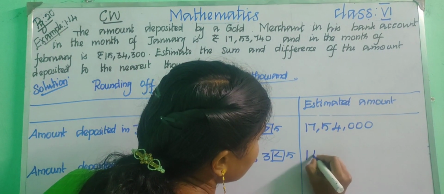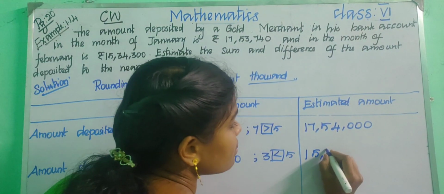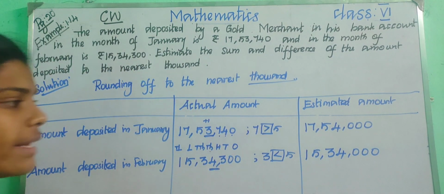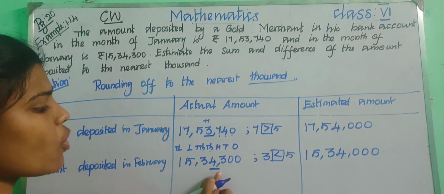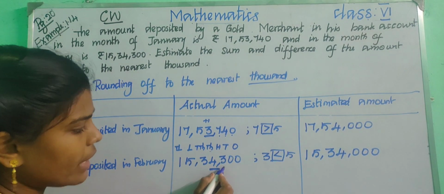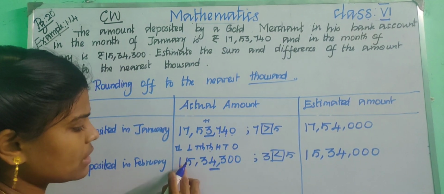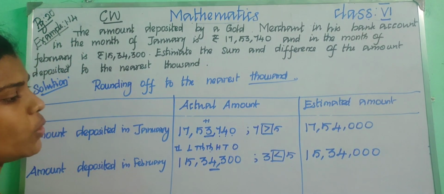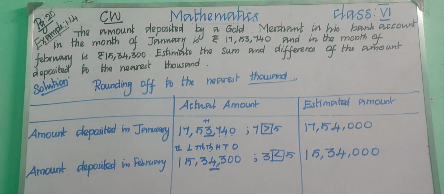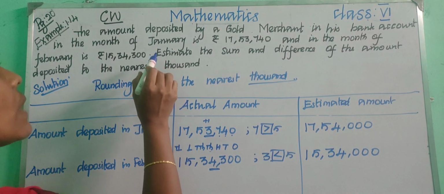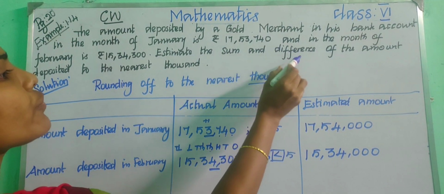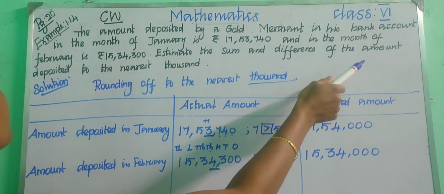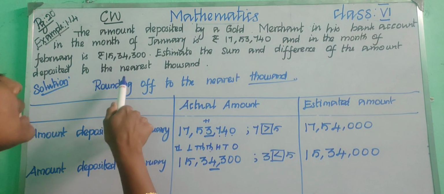So 15 lakhs 34,000. Is it clear? 15 lakhs 34,000. It is less than 5, so we need to put the same digits. 15 lakhs 34,000. Okay children, after that we need to put zeros. So what we need to do? We are going to estimate the sum and difference of the amount deposited to the nearest 1000.